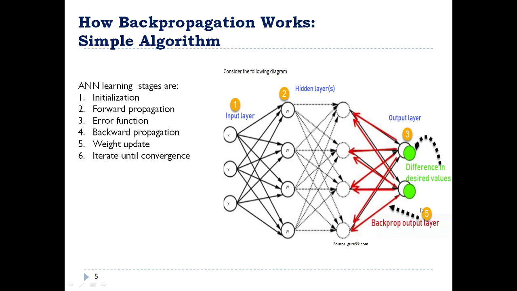So the objective of the back propagation algorithm is to change the weights of the neurons in order to bring the error function to a minimum. Based on the activation function, weight values and bias values, back propagation will update the weights and pass them from the output layer to the hidden layer and from the hidden layer to the input layer.